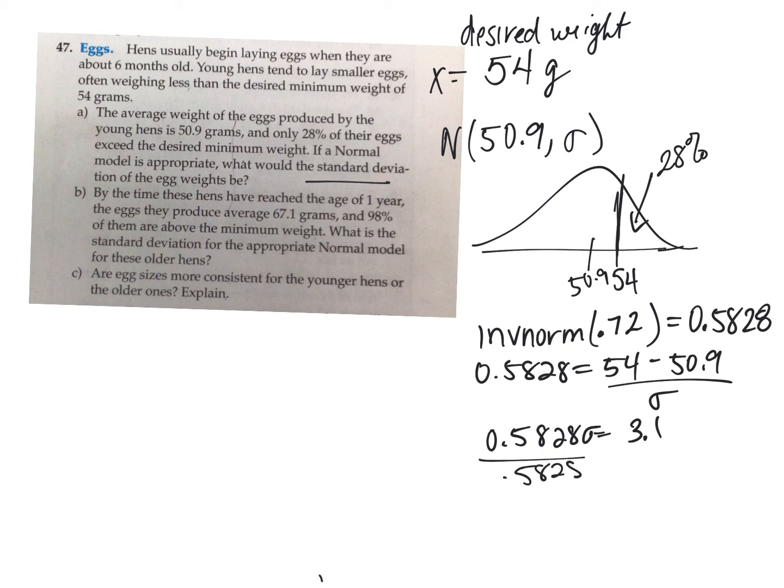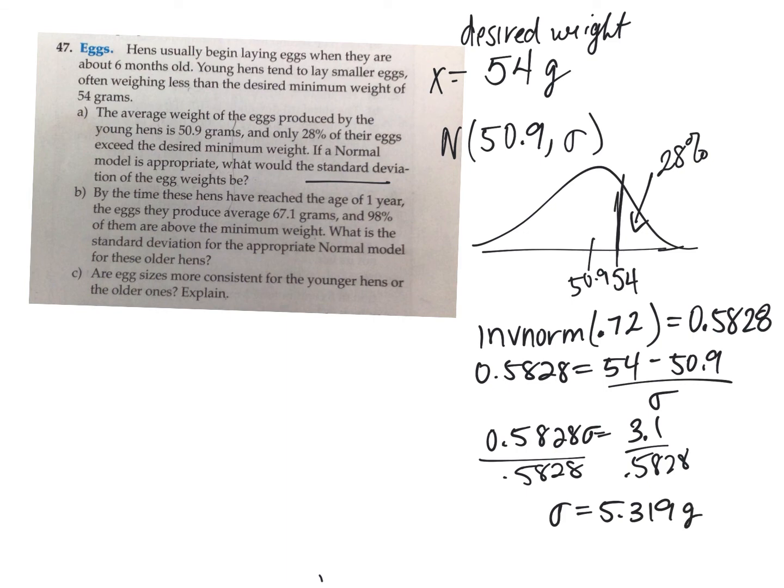Divided by 0.5828. So 3.1 divided by that answer is sigma equals 5.319 grams.